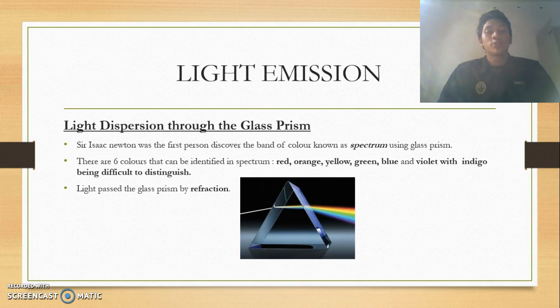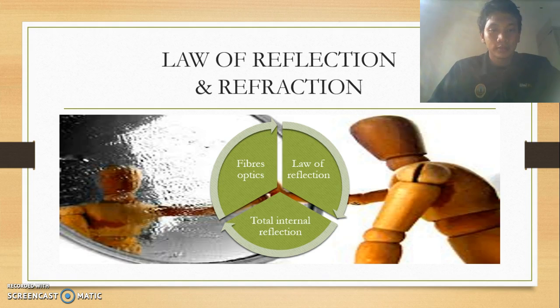Okay, light dispersion through the glass prism. Sir Isaac Newton was the first person to discover the band of color known as the spectrum using a glass prism. As we can see, the light is refracted by the glass prism and disperses into six colors: red, orange, yellow, green, blue, violet, with indigo being difficult to distinguish. Light passes through the glass prism by refraction. This is called dispersion of the light.